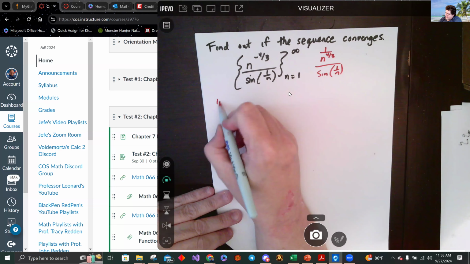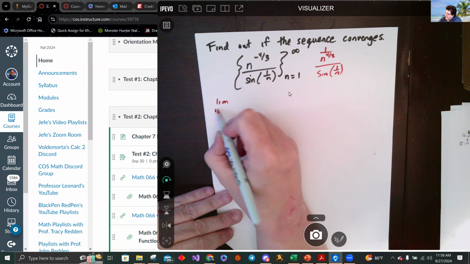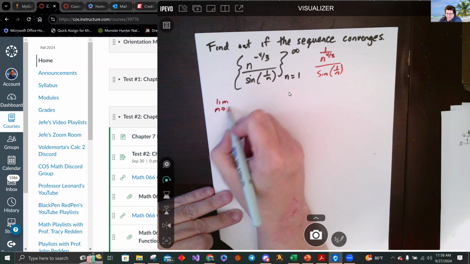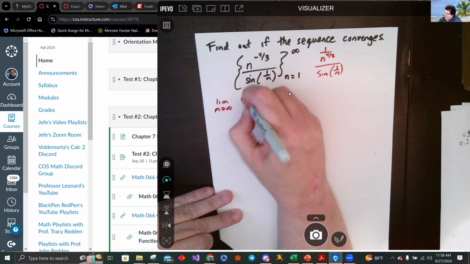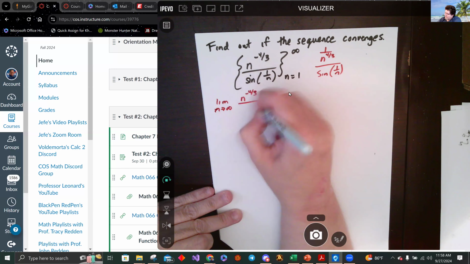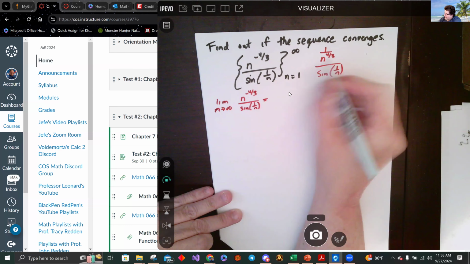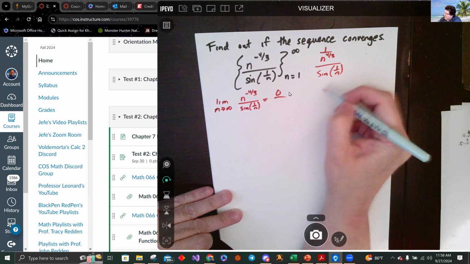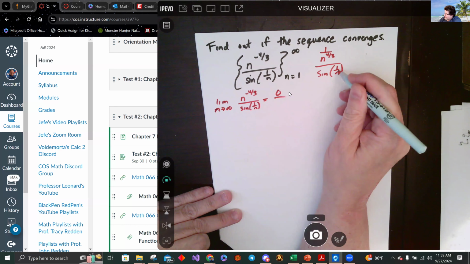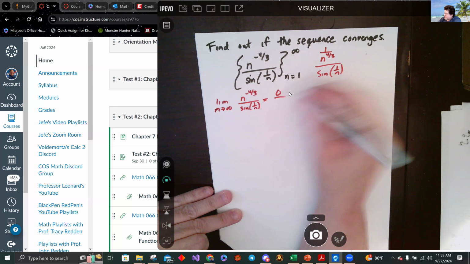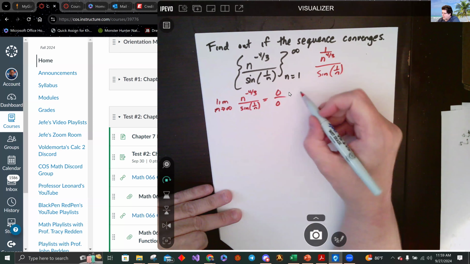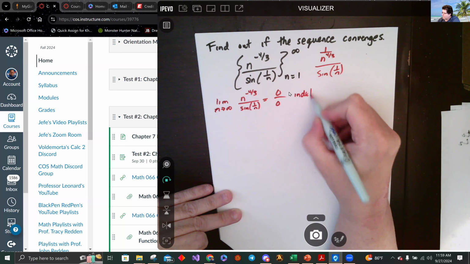So if I do limit as n goes to infinity of n to the negative 4/3 over sine of 1 over n, that's infinity on bottom, makes the top go to 0. This is going to sine of 0, which is 0. This is an indeterminate form.